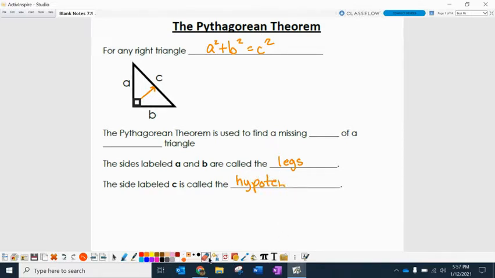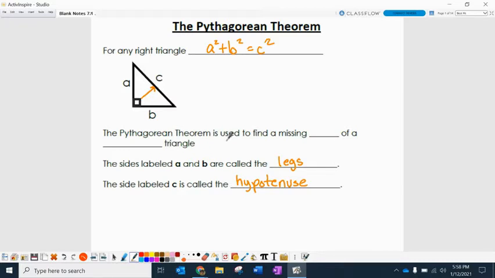So when we write the Pythagorean theorem, we want to make sure that we put the hypotenuse, or largest side, squared equal to the sum of the two smaller sides squared. Okay, that's what the Pythagorean theorem tells us.